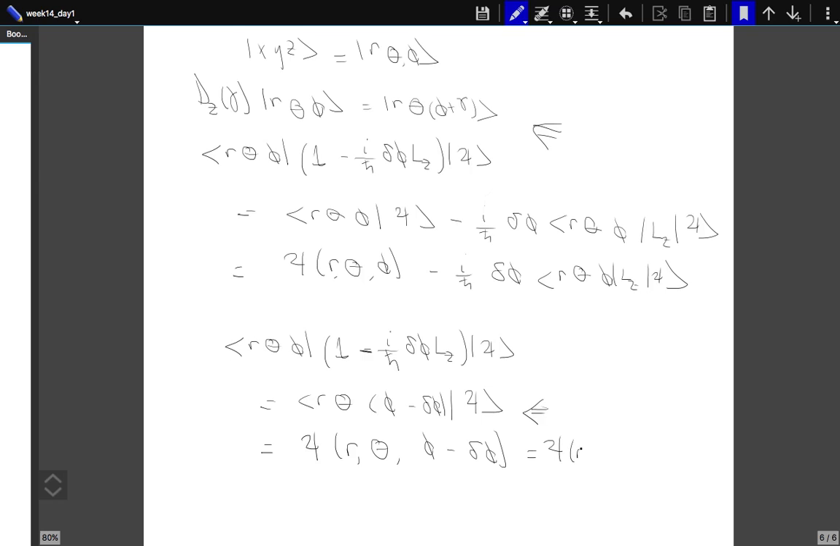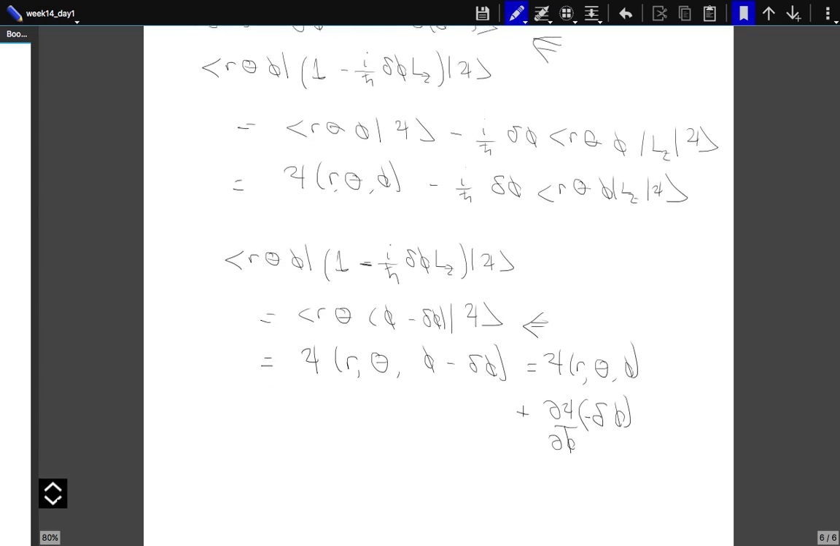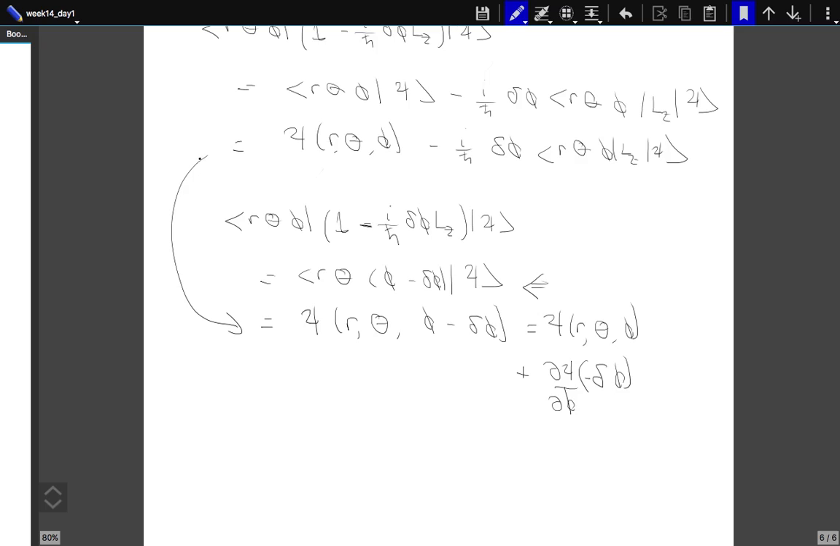Well, I can consider a Taylor expansion, psi of r theta phi minus the derivative of my wave function with respect to phi multiplied by delta phi. Now I can just compare these two expressions, this one and this one, they are basically the same thing. So that tells me that r theta and phi Lz psi is nothing but h bar over i, del over del phi, r theta phi psi. So this is how I can show the Lz operator in spherical coordinates.